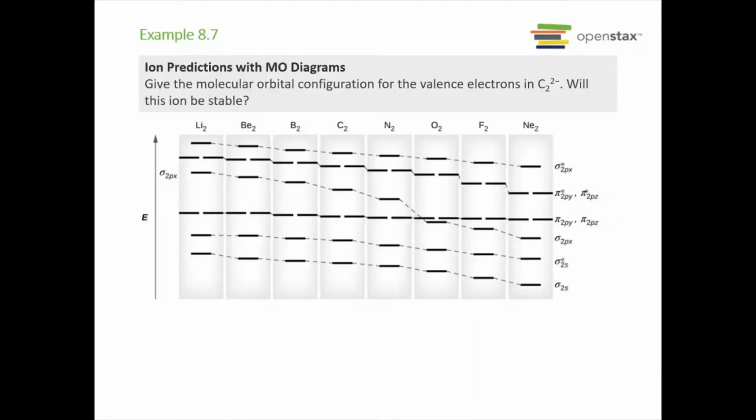So here's another one. We want to give the molecular orbital configuration for the valence electrons in C2 2-. Will it be stable? I copied and pasted the orbital diagram looking at our atoms, and we're going to just isolate C2 here. Carbon has 4 valence electrons times 2 is 8, plus 2 extra from this 2-. So we have 10 electrons.